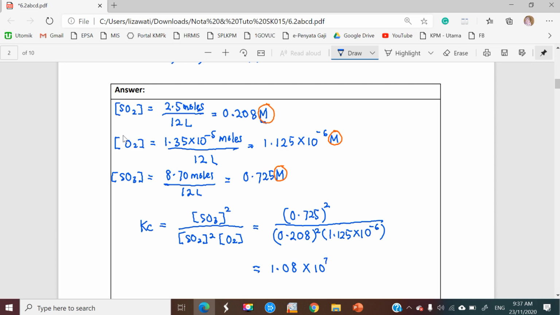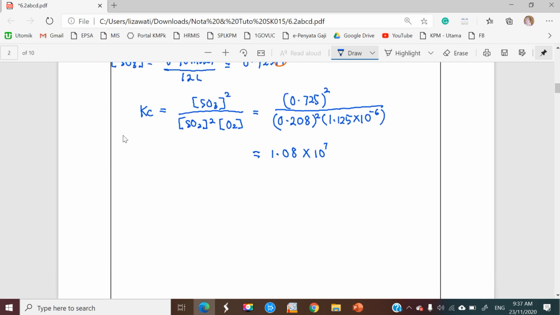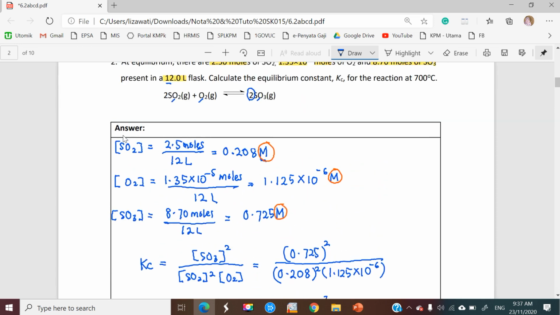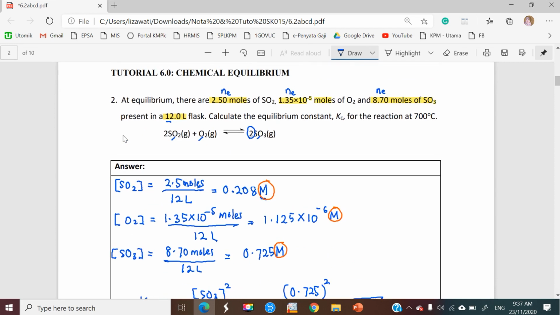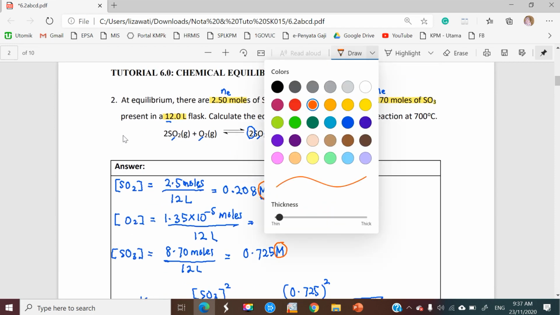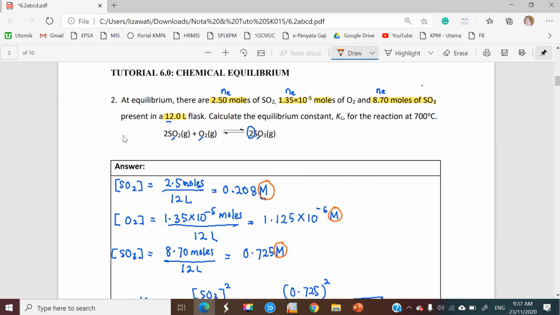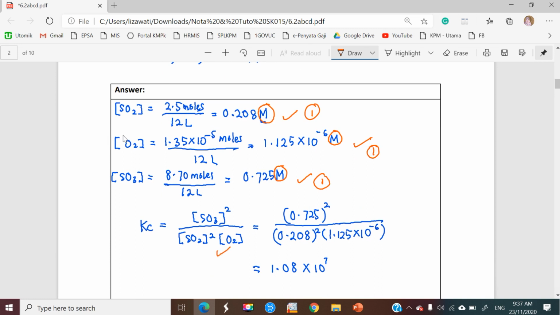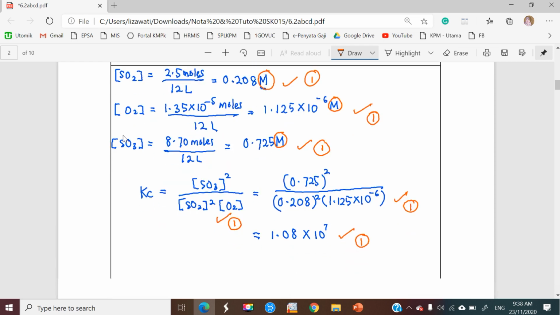Remember, Kc has no unit. Next, how many marks will you get for this calculation? Since the question is not giving you the concentration at equilibrium and you have to calculate each concentration at equilibrium, each calculation you will get 1 mark. Then you write the Kc expression, 1 more mark. Substitution, 1 mark. And the final answer, no unit because this is Kc, another 1 mark. That is the maximum mark you can get from this calculation.